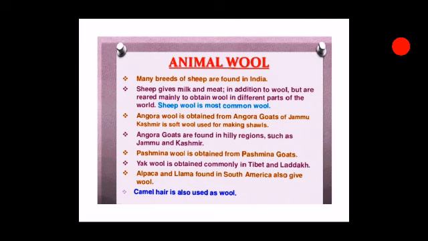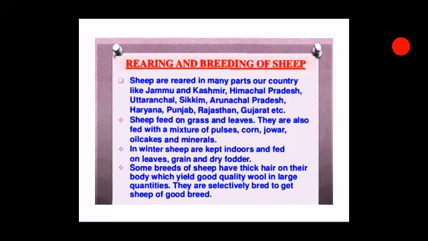Alpacas and llamas are found in South America and also give wool. So alpacas and llamas are generally in South America, and camel hair is also used as wool. Rearing and breeding of sheep.